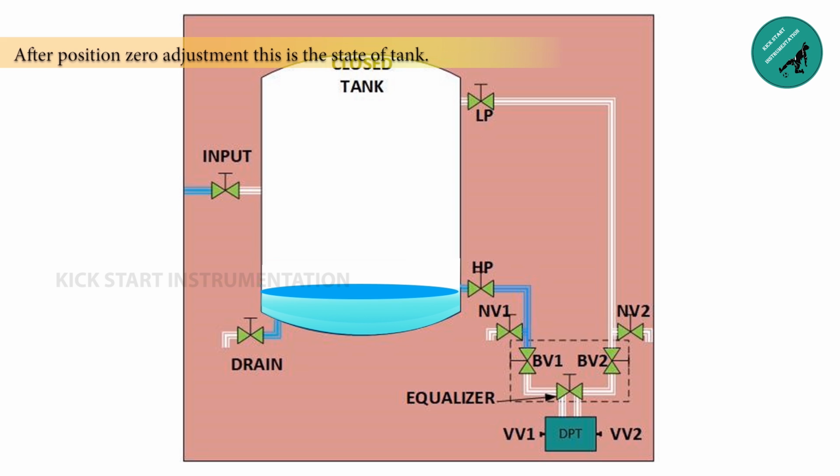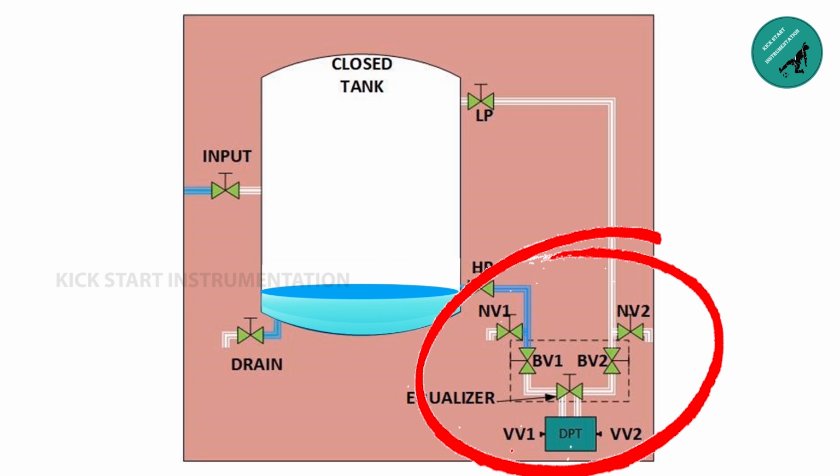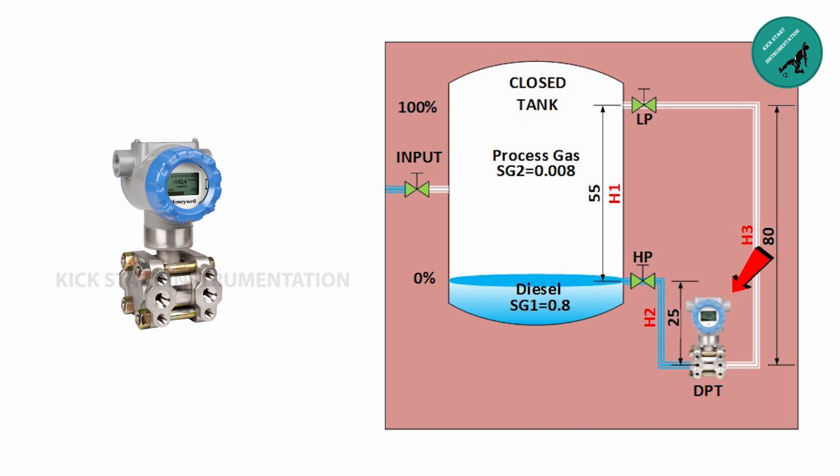After position 0 adjustment, this is the state of tank. I am going to remove all the needle valves, manifold valves and vent valves shown here and place only the differential pressure transmitter. This will make you comfortable to understand the calculation steps. Let us see the description here.